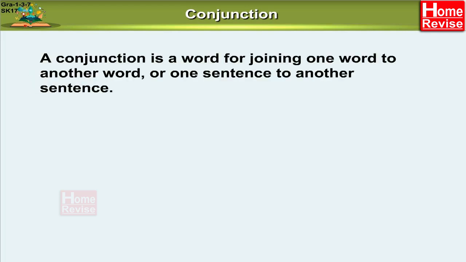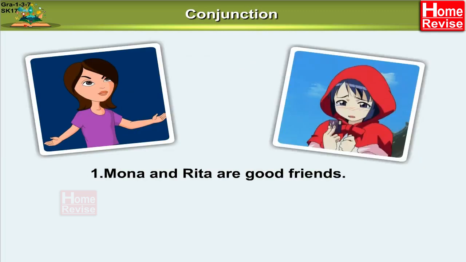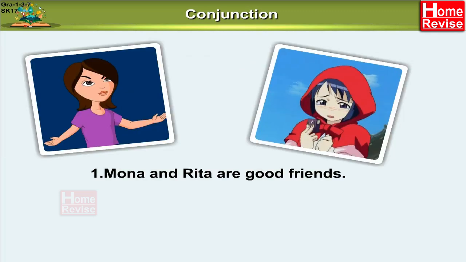Conjunction. A conjunction is a word for joining one word to another word or one sentence to another sentence. So you can say it's quite friendly, can't you? Let us read the following sentences and understand conjunctions more. Mona and Rita are good friends. In this sentence, and joins two words, Mona and Rita.